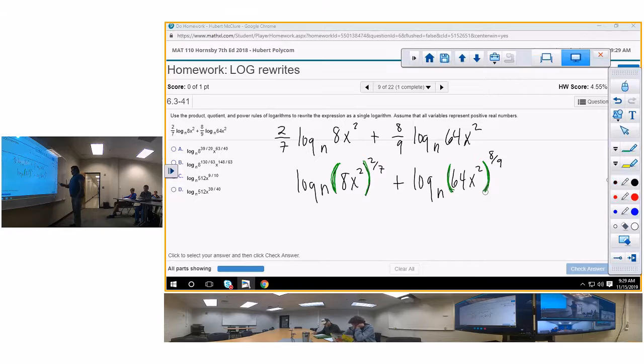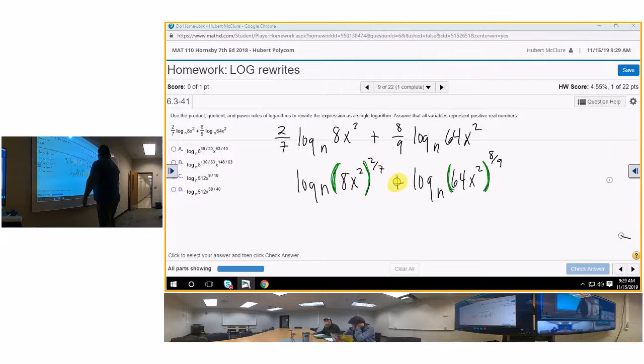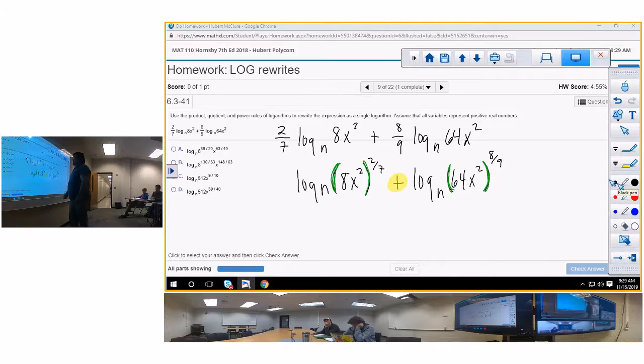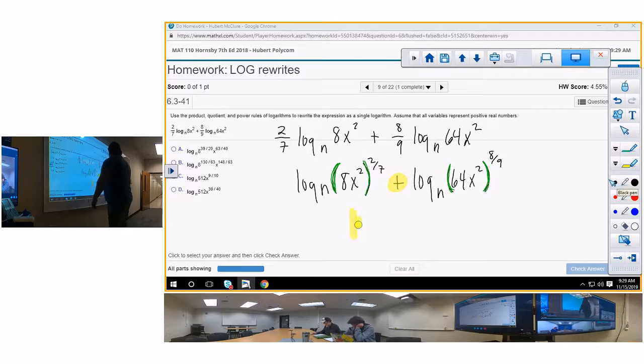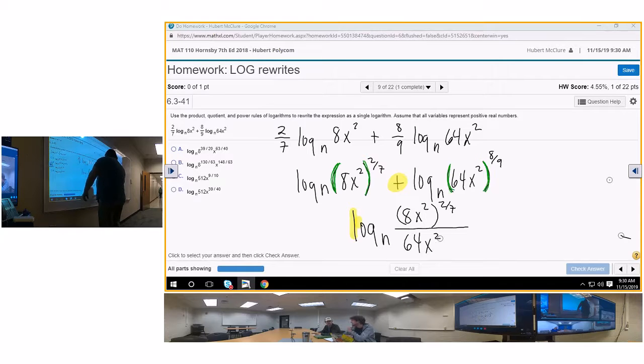So here we go. I'm going to go ahead and put this in one logarithm. Take my handy dandy highlighter. That's the product rule. So that means we're going to rewrite this as log base n of (8x squared) raised to the 2/7 power divided by (64x squared) to the 8/9 power.